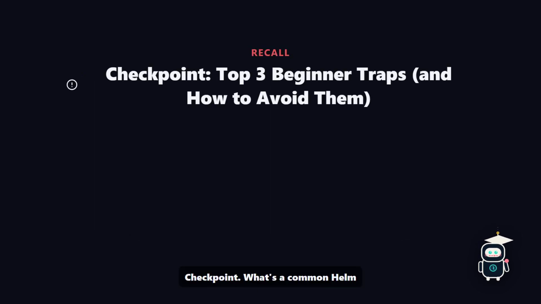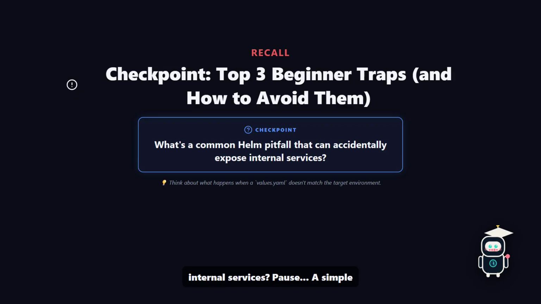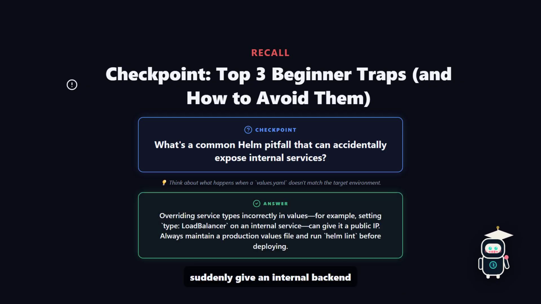Checkpoint. What's a common Helm pitfall that can accidentally expose internal services? Pause. A simple mistake like leaving service.type LoadBalancer in a default values.yaml can suddenly give an internal backend a public IP.